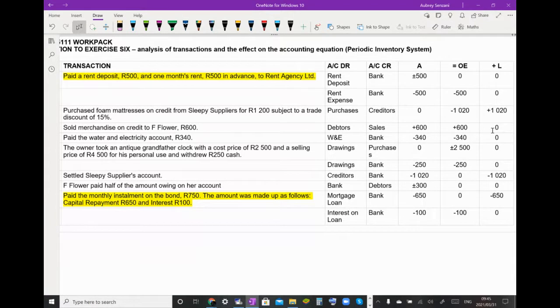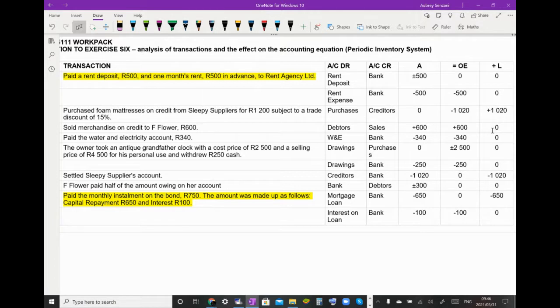So, firstly, let's deal with the capital that we're paying off. In other words, the mortgage loan. Should probably use that so I don't confuse you. Now, the mortgage loan we know is a long-term, sorry, no, it's a current liability, because we're paying this now. So under liability it is going to decrease 650, and then bank is going to decrease as well. And that's why it's negative under assets 650.